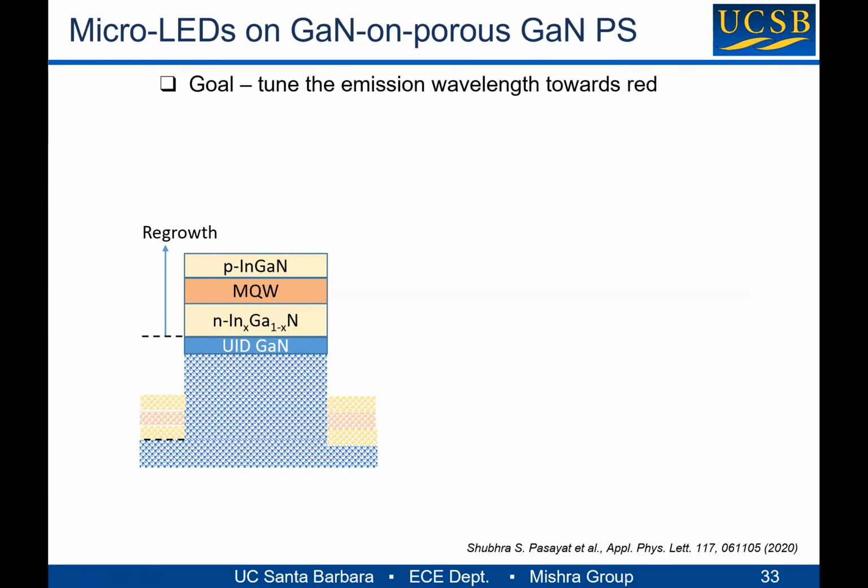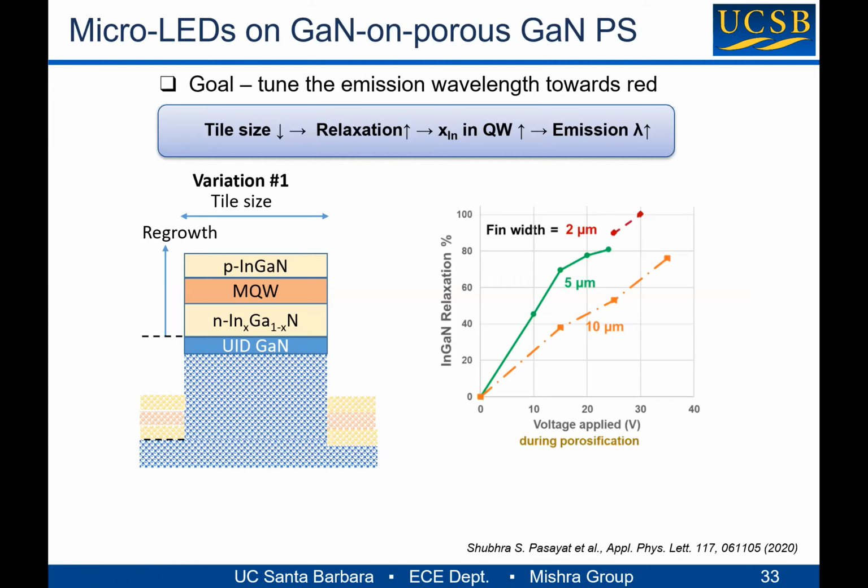Our goal was to tune the emission wavelength towards longer wavelengths. So the first thing we did was change the tile size. As we saw before, for the same bias voltage, the narrower the features, the higher the relaxation. So when we decrease the tile size, we should be able to achieve higher relaxation, leading to a higher indium content in the quantum wells and thus a longer emission wavelength.